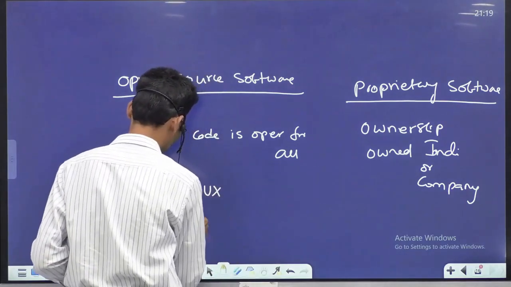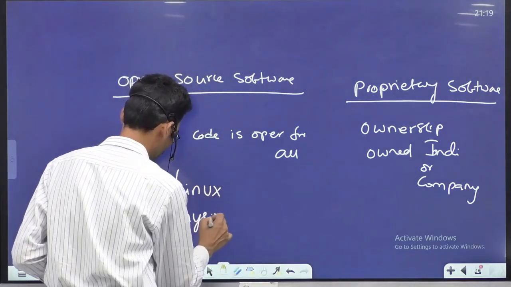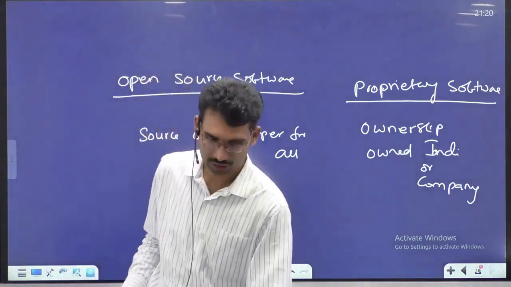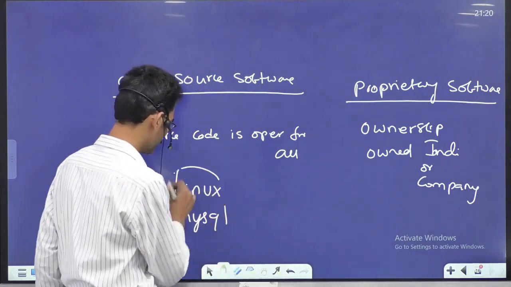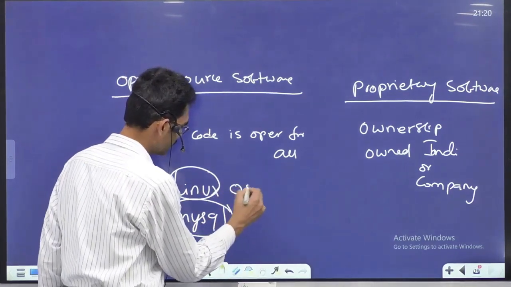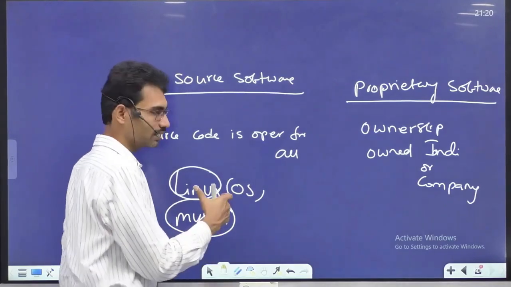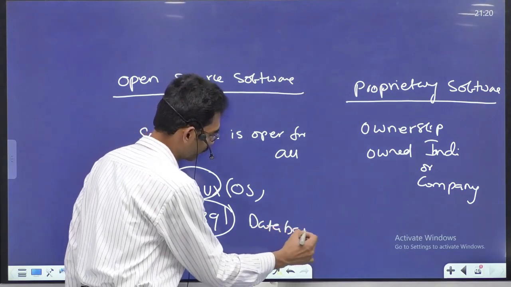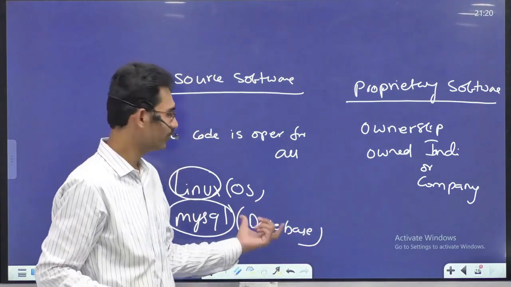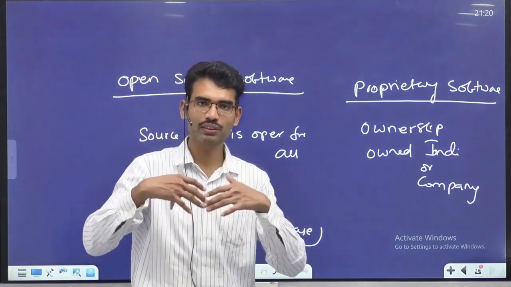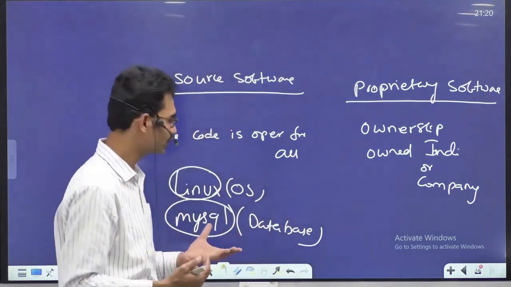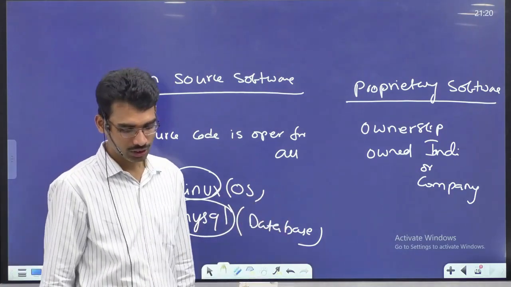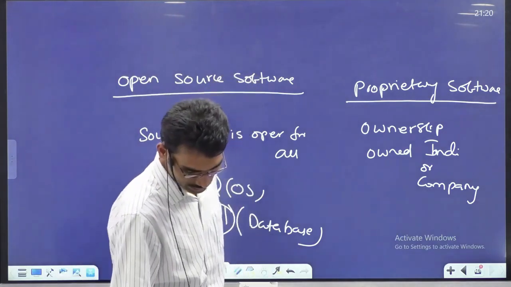For example, Linux, MySQL. So these are two few examples. Linux is an operating system. Operating system is one kind of software. Operating system is system software. MySQL, database software. General purpose software. It's a kind of software. But the source code is available in the public domain. If someone wants to develop further also, they can. And it can be utilized freely by the users. So these are different type of examples.